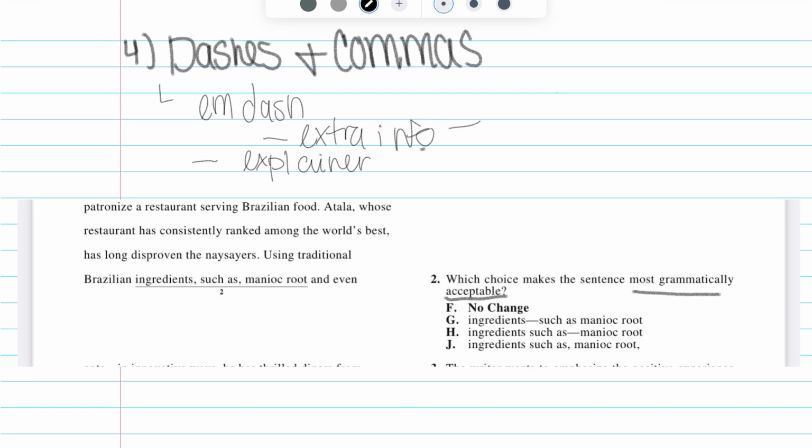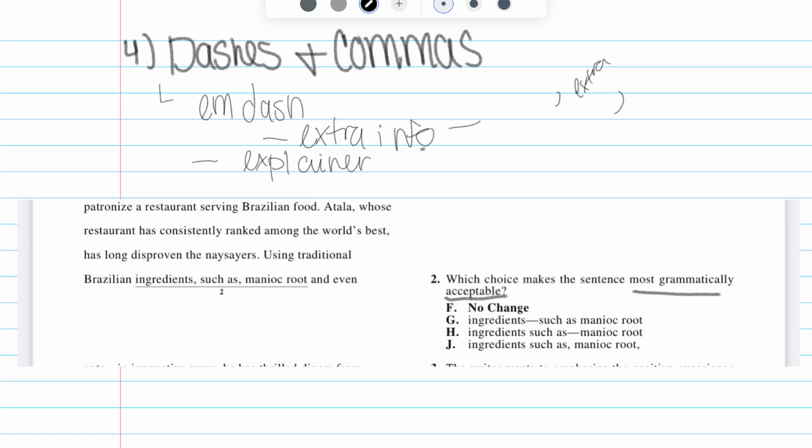So the same thing as 2 dashes, 2 commas also separate extra info. That means you can remove it. And so in the situation here, what you're going to do is test, can you remove "such as"? The answer is no, or not quite like that. But on G, ingredients dash such as manioc root, this one is correct because that's kind of the extra fluff. Okay, just a couple more concepts and then we will wrap up.